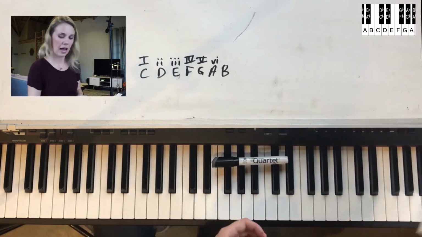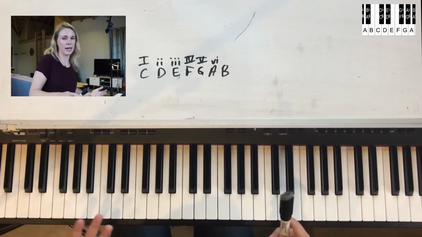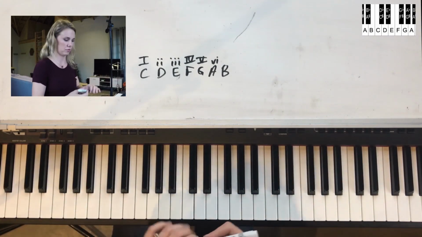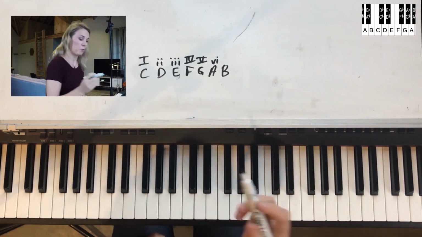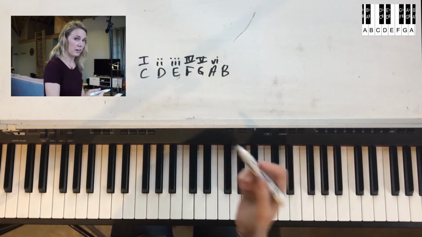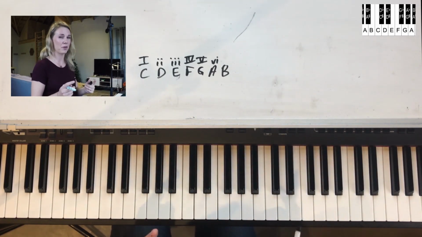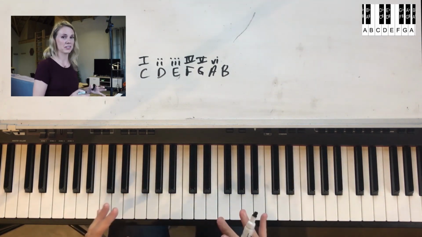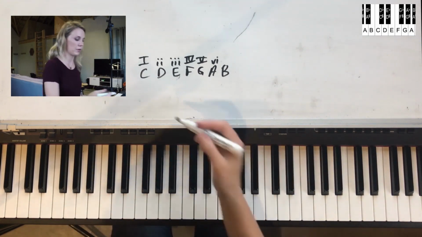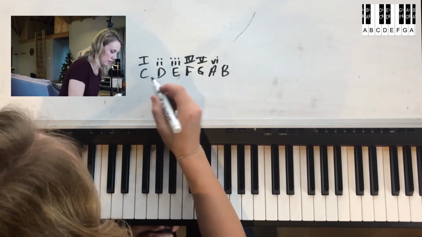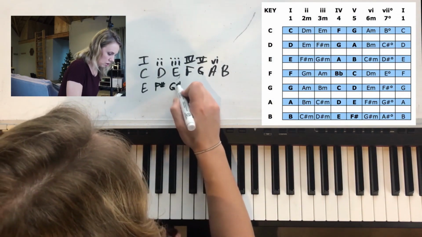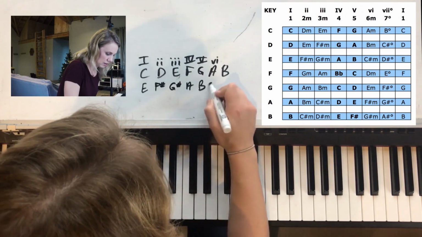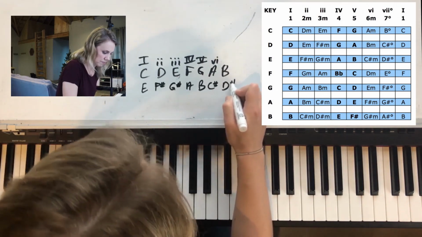Okay, so how is this useful? Like, why learn these Roman numerals? What does it help us? Well, for one, it really helps you transpose easier. If you can learn to think in the numbers and not in the notes as much, you can transpose very quickly. So for instance, the key of E is E, F sharp, G sharp, A, B, C sharp, and then D sharp.